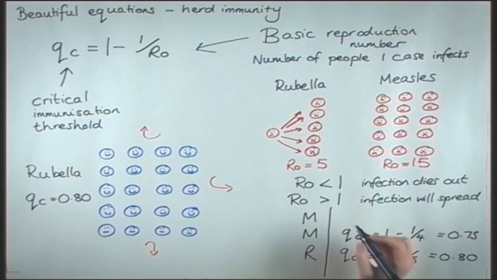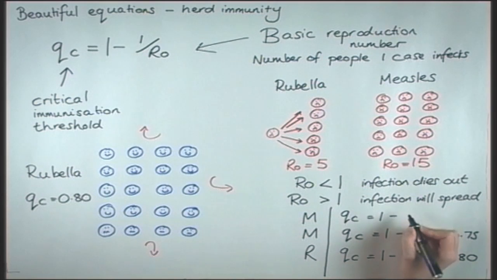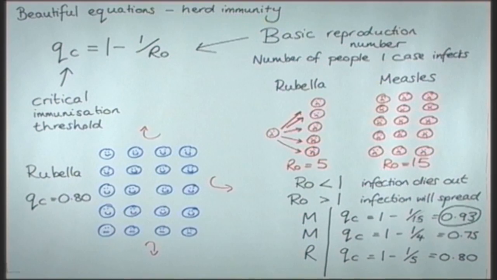Measles, by contrast, has a high R0. We have seen that this is a number around 15, and therefore QC equals 0.93, or 93%. This is a high number and informs the policy for the UK government to achieve a 95% coverage of the MMR vaccine to achieve herd immunity for all 3 diseases.